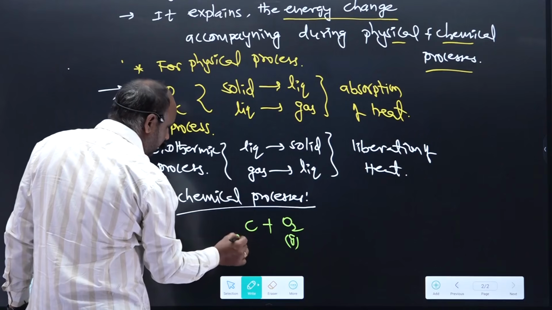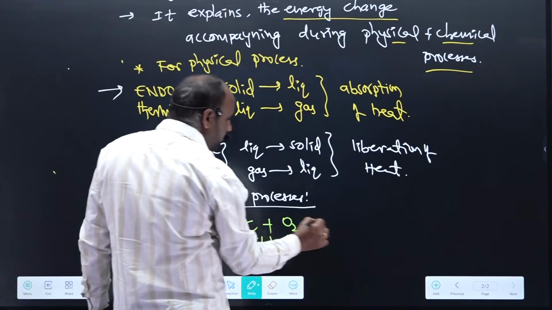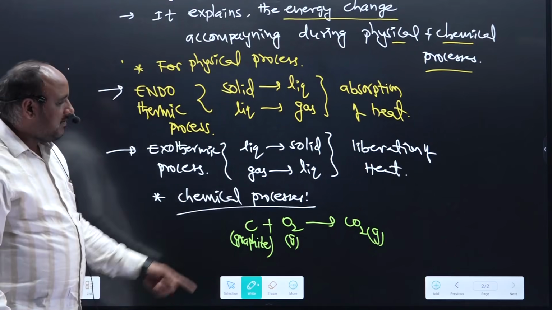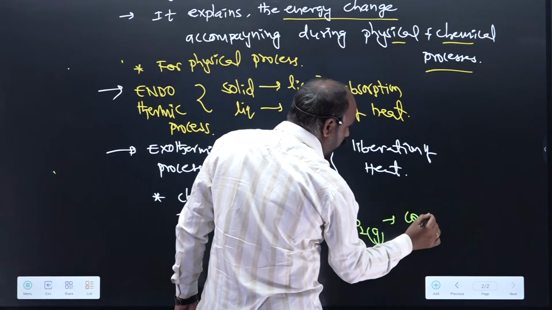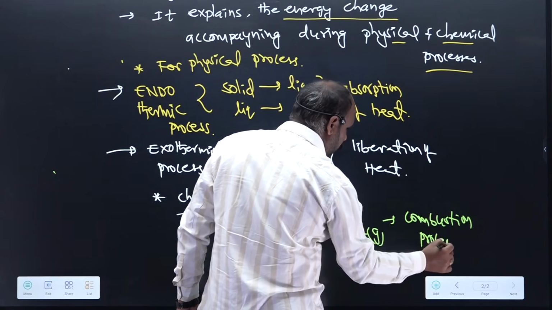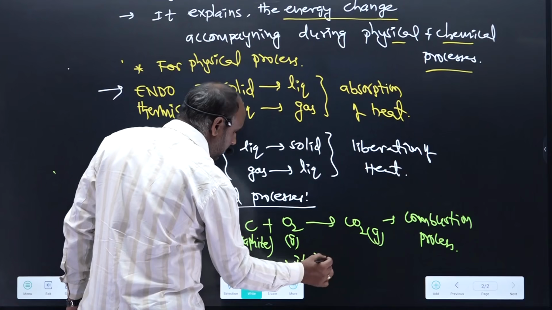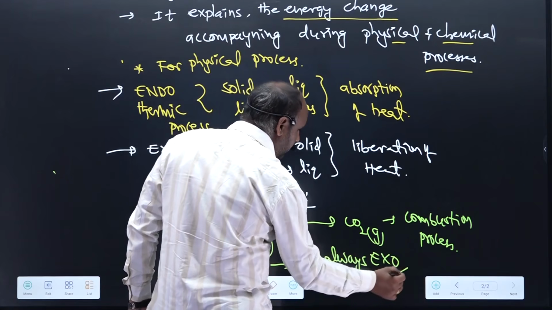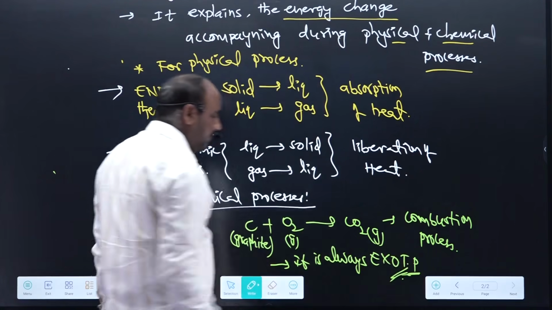Oxygen is the gas, carbon is an allotrope, that is graphite. So we are able to get carbon dioxide gas, right? So this is the combustion process. The combustion process is always an exothermic process, right?